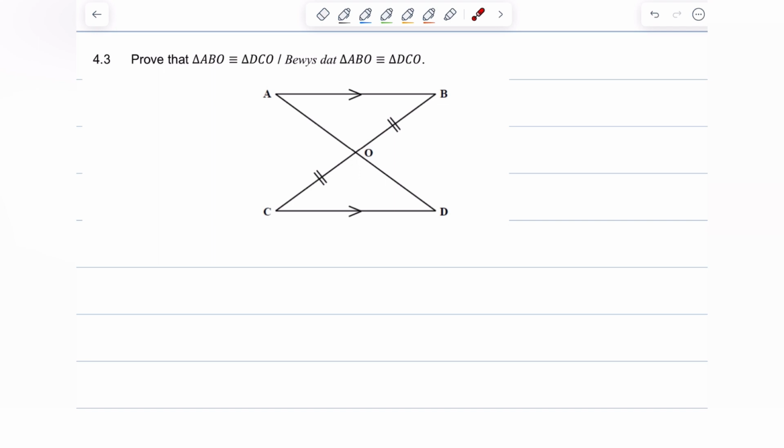We need to prove that triangle ABO is congruent to triangle DCO. Again, the order matters here. It's not about alphabetical order always. It is about how the triangle is named and the order in which it is named in terms of the letters, and we should follow that order. So we've got triangle ABO and triangle DCO. That is the two triangles.